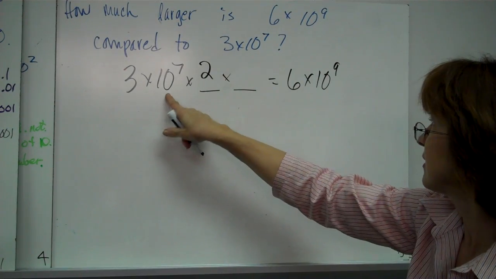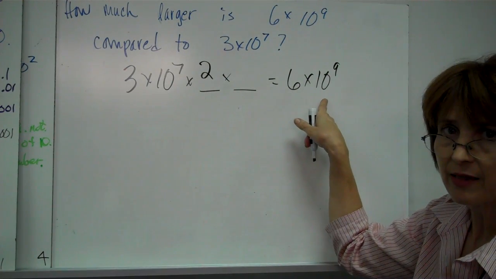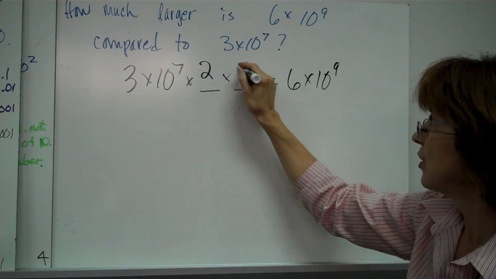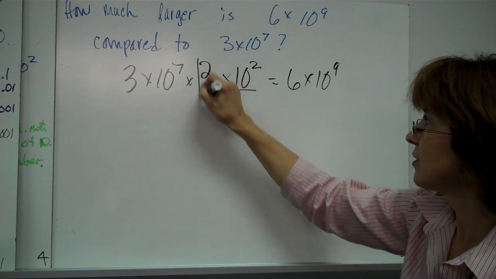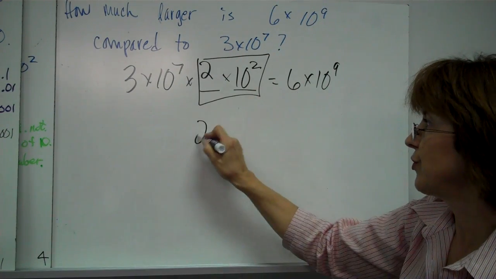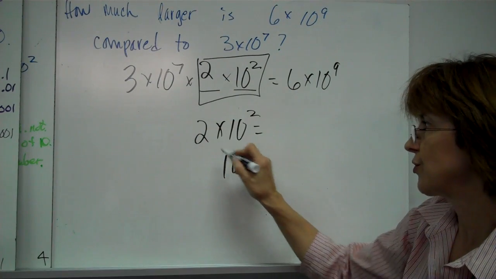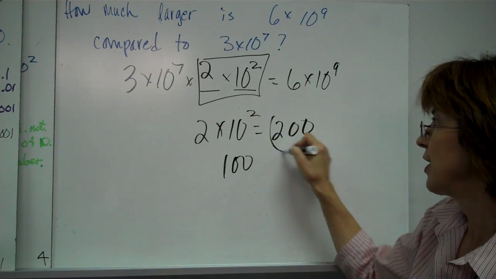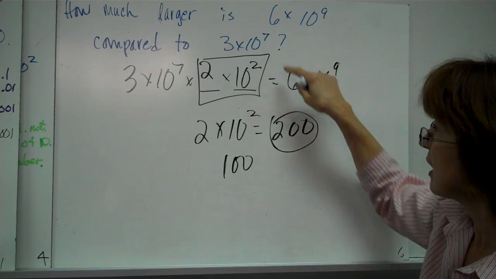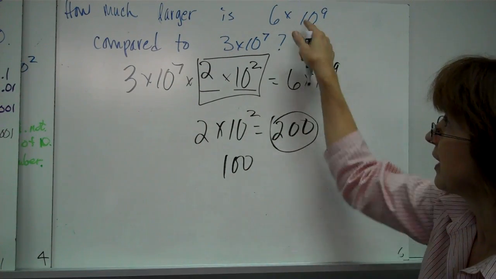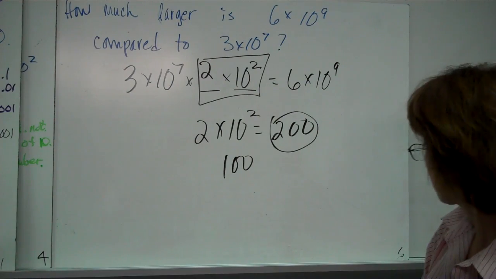Okay, and what times 10 to the 7th do I get to 10 to the 9th? Well, 9 is how many more than 7? 2, so it'd be 10 squared. Well, so what is this number? 2 times 10 squared is what? Well, 10 squared is 100, so 2 times 100 is 200. So this number is 200 times larger than this one. This number here times 200 will give you that number. And we'll practice more of those in class, but that's it.